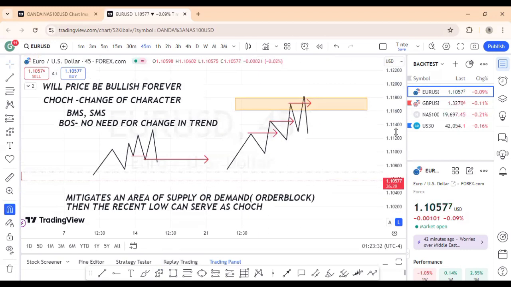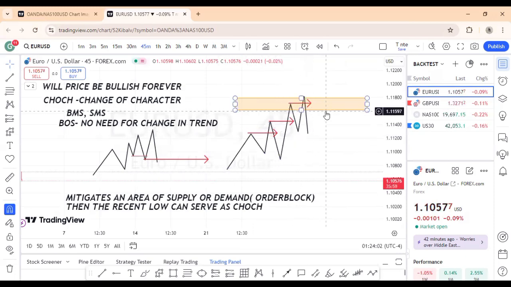This is our protected low now, right? This is local liquidity, so this is our protected low, but price has not closed below it. Instead, price tapped into an order block, which is bearish, and then you see price go below this low. So now this can serve as a bearish change of character, right? So for change of character, you have to pay attention to where price is coming from. If price hits an order block, then you can use your recent low as a change of character.